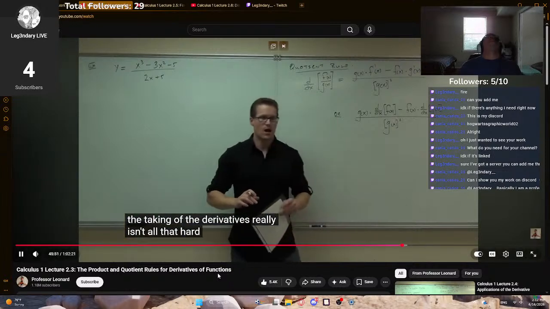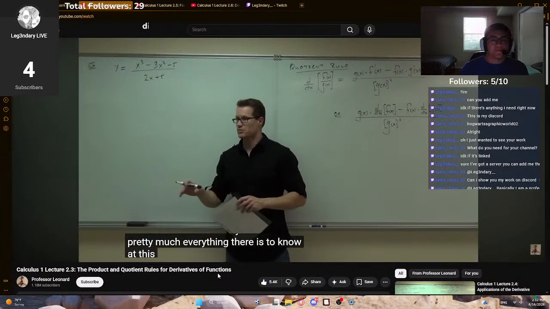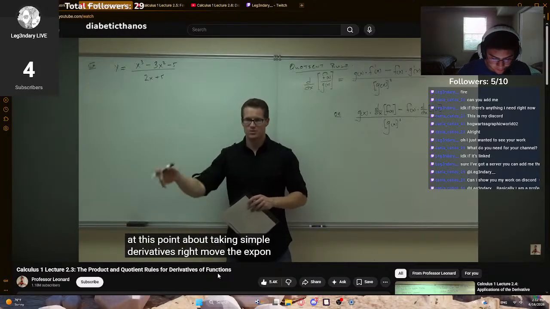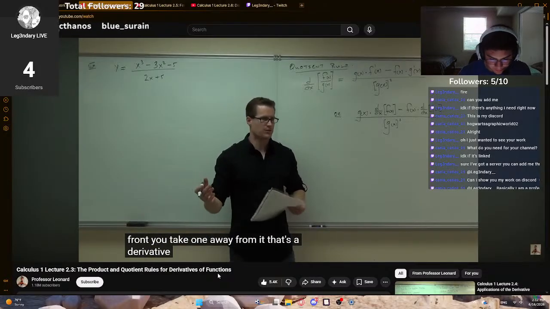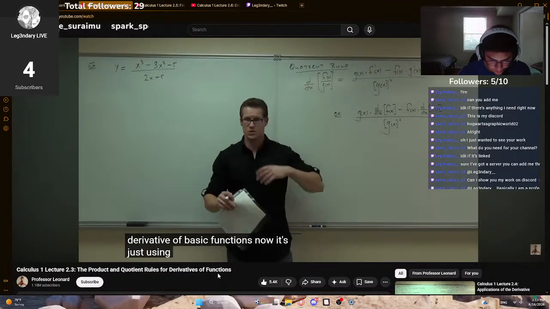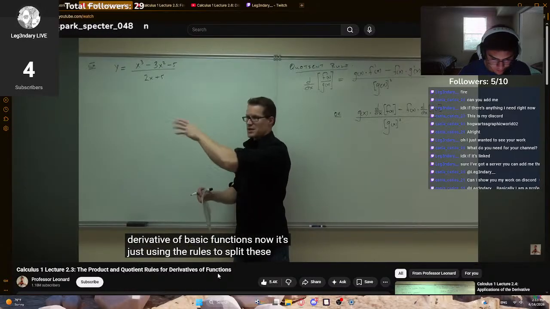You know pretty much everything there is to know at this point about taking simple derivatives, right? Move the exponent to the front, you take one away from it. That's a derivative of basic functions. Now it's just using the rules to split these up into little pieces.